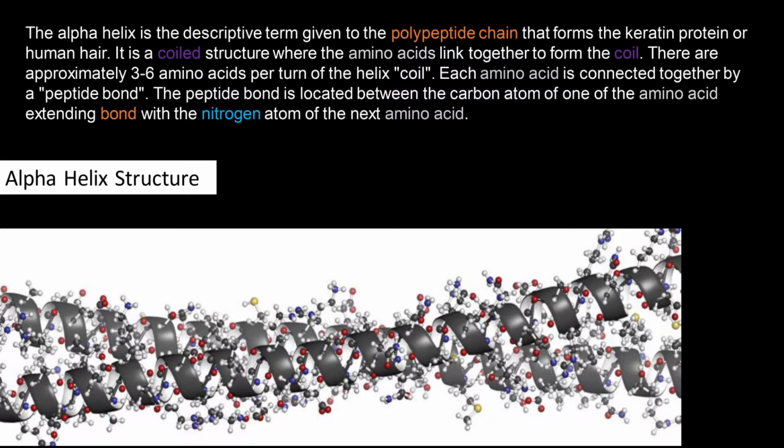Alpha helix structure. The alpha helix is the descriptive term given to the polypeptide chain that forms the keratin protein of human hair. It is a coiled structure where the amino acids link together to form the coil. There are approximately 3 to 6 amino acids per turn of the helix coil. Each amino acid is connected together by a peptide bond. The peptide bond is located between the carbon atom of one amino acid and the nitrogen atom of the next amino acid.